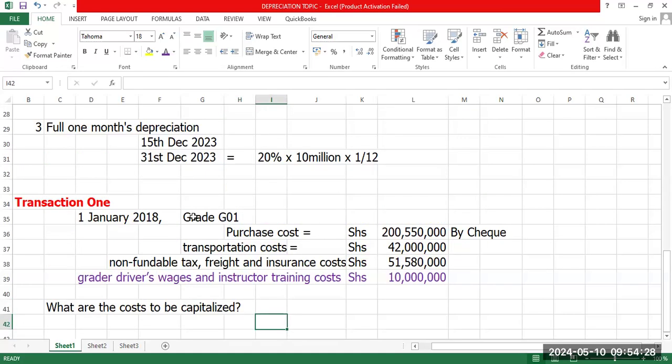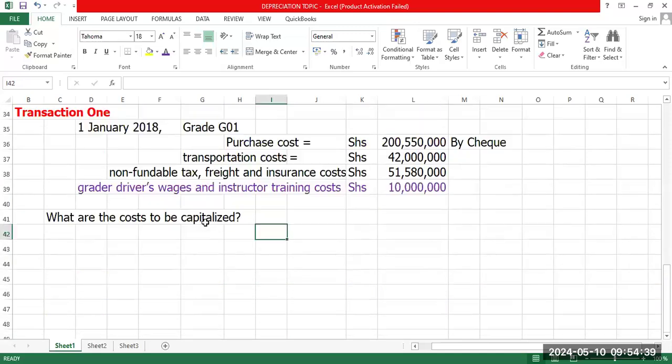Okay, because without that training, you cannot actually use this asset. So that training is helping you to understand how to use the asset. Then later on, other training costs you will be incurring will be expensed, but the initial training will always be capitalized.